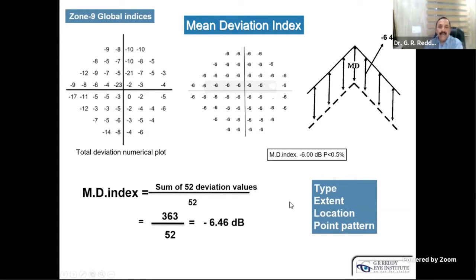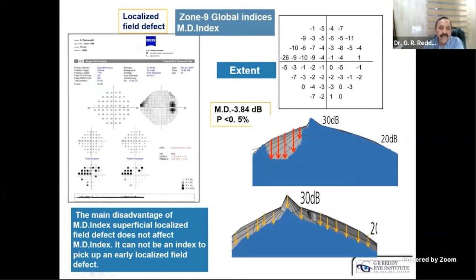But the one drawback is, what do you understand if I say the mean deviation index is -7, -8, -9? You don't get any information. In a localized scotoma, whenever I say the mean deviation, we should always ask what is the extent of the field defect, what is the location of the field defect, and what pattern belongs to the mean deviation index. All these things should be considered to get an idea about the mean deviation.